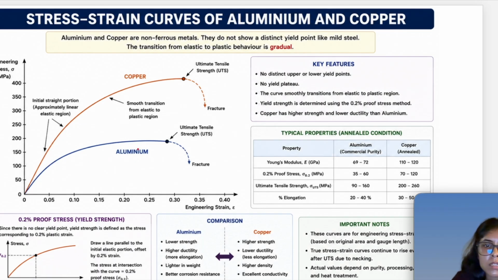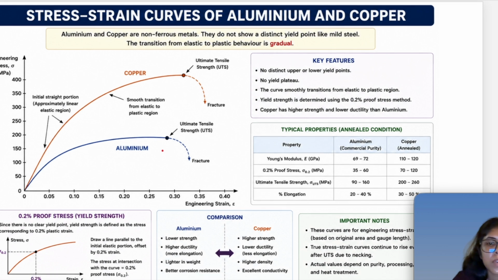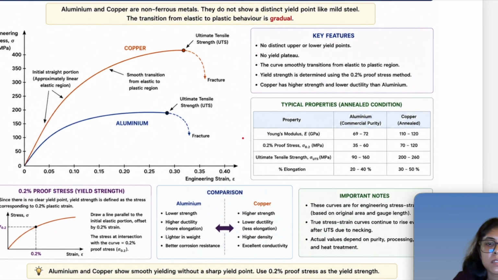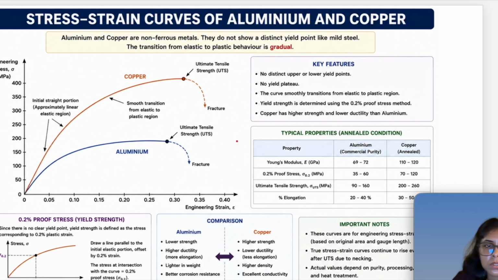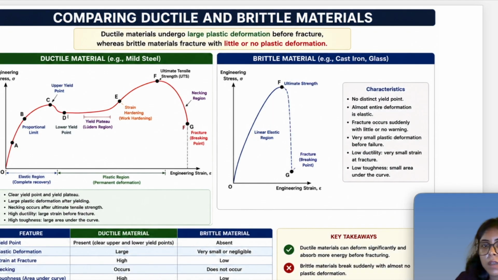Here also you can see there is no distinct yield point in copper as well, but we can see that copper has high ultimate tensile strength, and aluminum does not. So we have these values. Comparison, you can study, read it by yourself. I'm just showing you the graph, the difference between the graphs. For every material you can see there is a different graph. Okay, and then we have ductile and brittle material comparison.